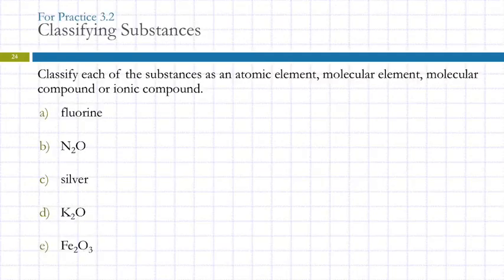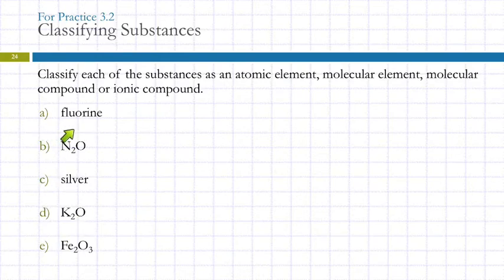It is important to be able to classify substances. We're going to be learning how to name substances, and in order to do that, we have to identify which system of rules we're going to use. So we need to identify what kind of compound these are, what kind of substances. So there are atomic elements and molecular elements. There are molecular compounds and there are ionic compounds. So let's look at each of these.